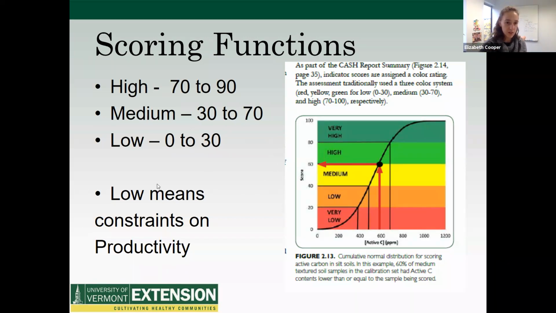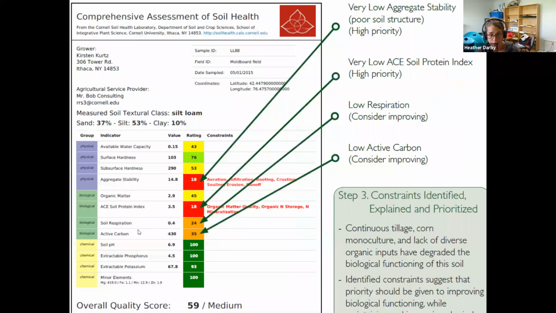Okay, so again, if you get a low score, it means that you have constraints on productivity. And so most everybody has seen these test results. And you can see when you get a low score, which is indicated by red, and this is an old one in their manual, that means that if you improved aggregate stability and you alleviated this constraint, your soil would be more highly functioning, okay?